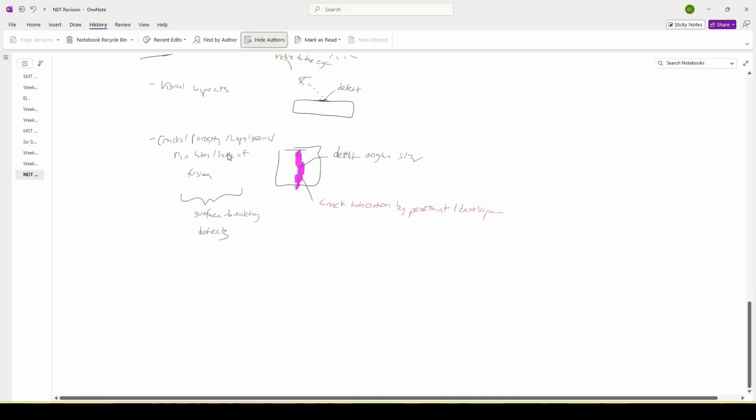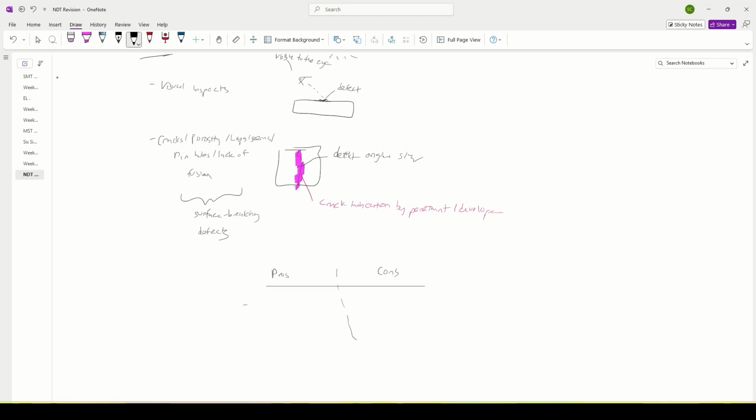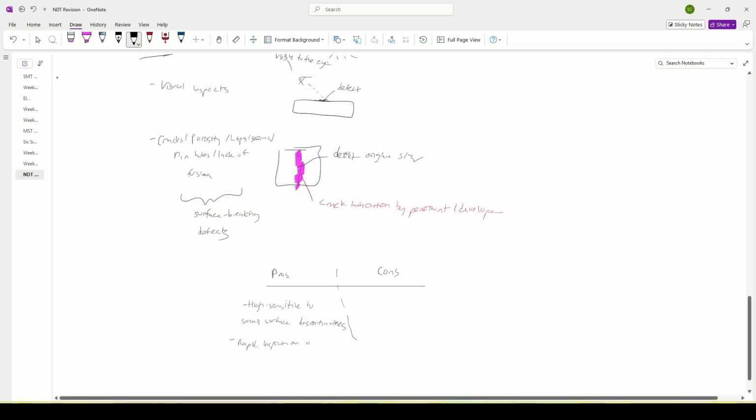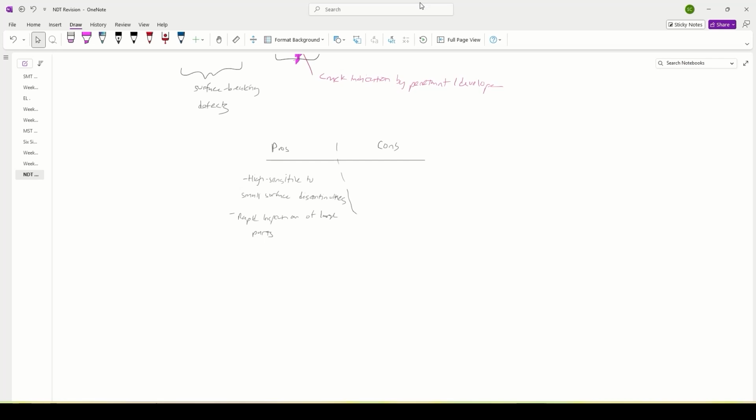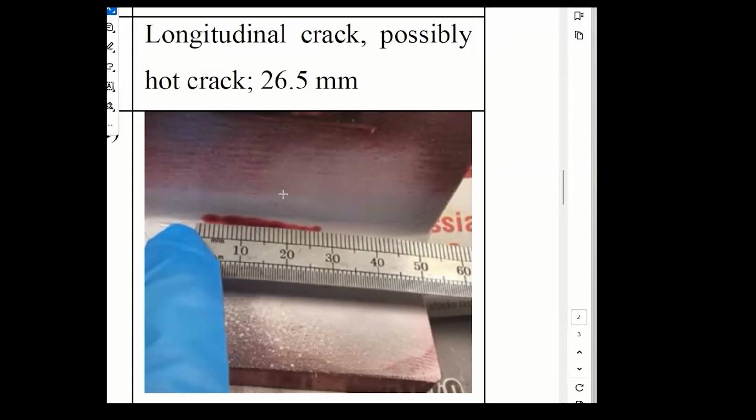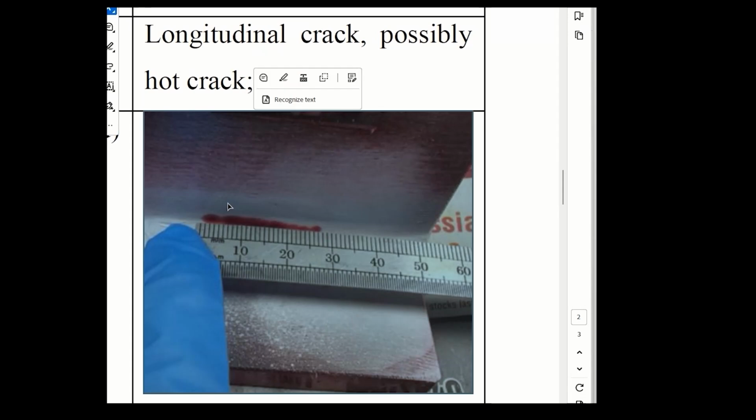What are the benefits, the pros and cons? High sensitivity to small surface discontinuity, rapid inspection of large parts. Liquid penetrant can be used for rapid inspection. Indications are produced directly on the surface. This right here is the crack that we can see on the surface.